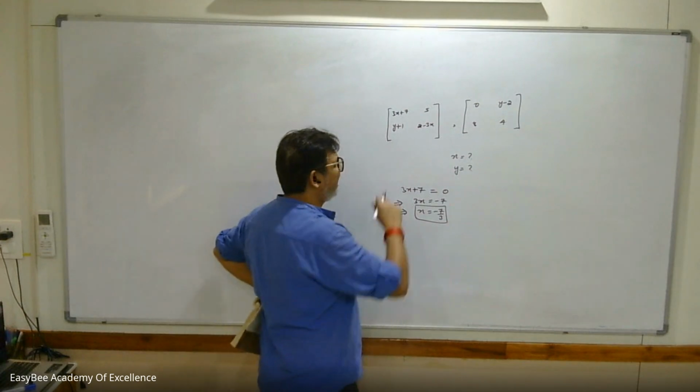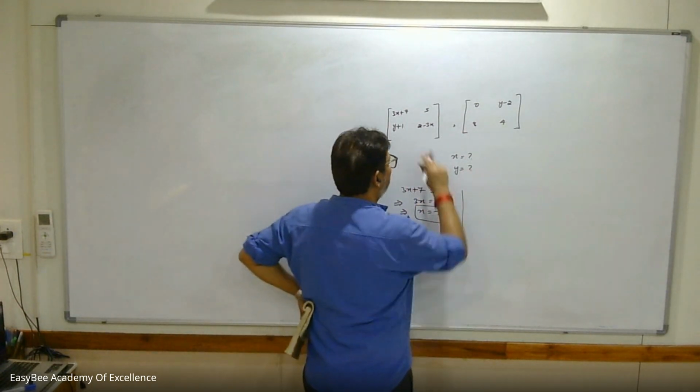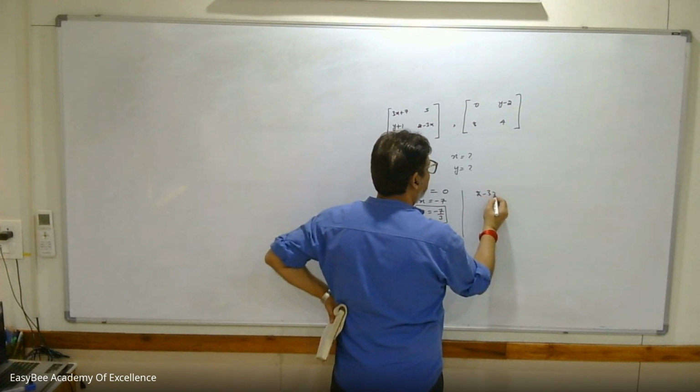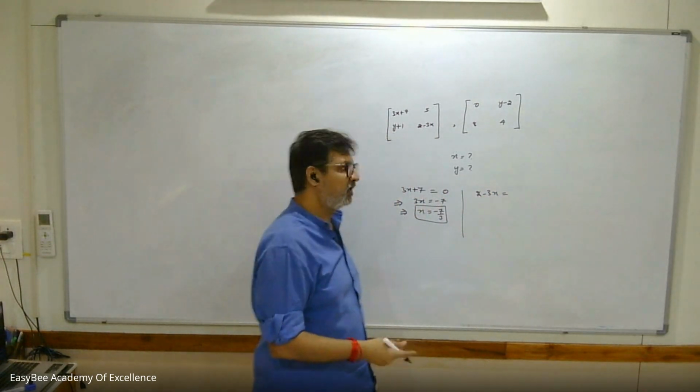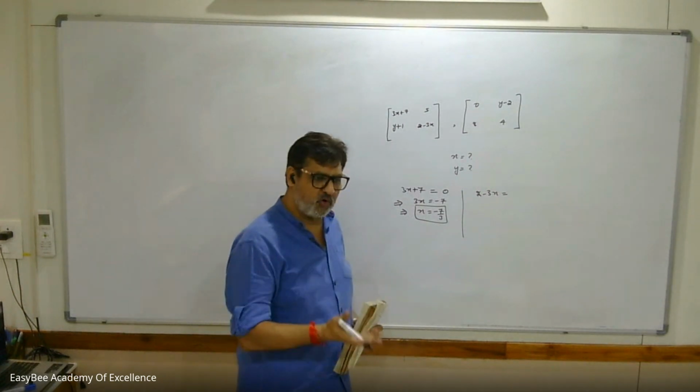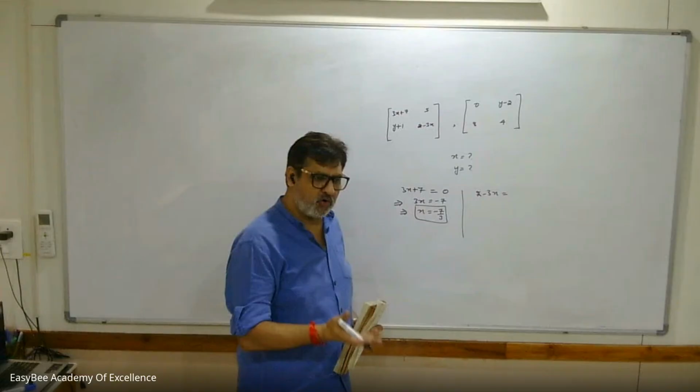Now, if we look at another x, it is 2 minus 3x. It should be equal to what? Yes, Sanya. 2 minus 3x should be equal to 4. This means 2 minus 4 should be equal to 3x. Minus 2 is equal to 3x. So this implies minus 2 by 3 is equal to x.